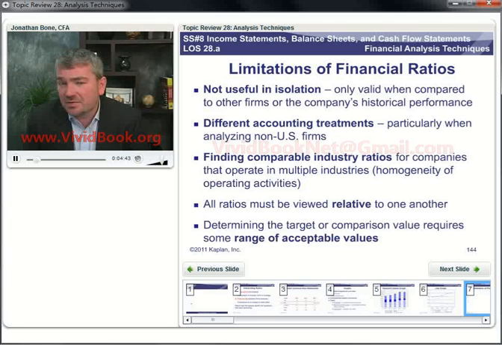Ratios must be viewed relative to one another. In other words, if one ratio changes, what does that tell you about your expectations of another? We'll have a little look at that later, in particular with DuPont. And then finally, of course, ratios are relative measures. So essentially determining what a good ratio is requires some kind of judgment call by the analyst and a range of acceptable values. Okay, so know your limitations.